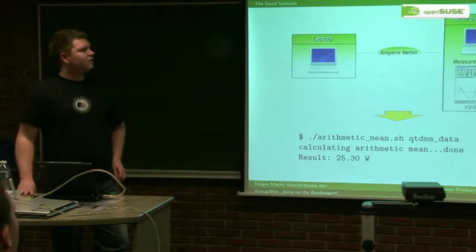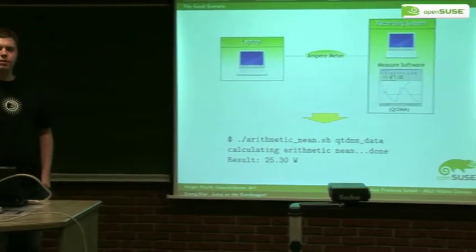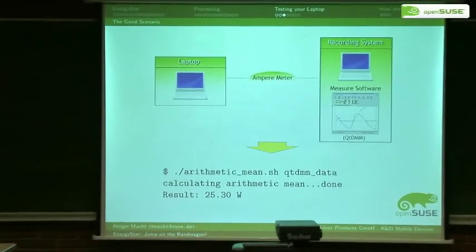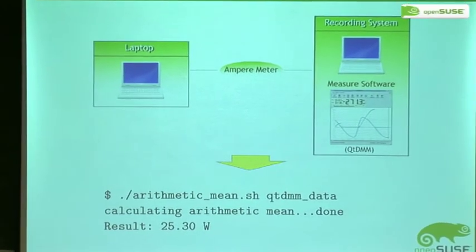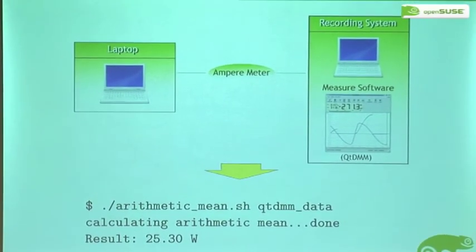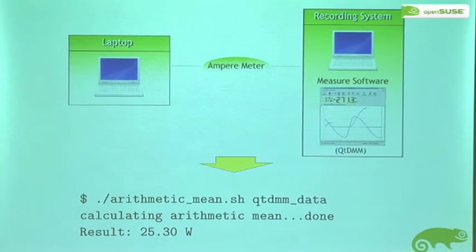So that is just a picture to illustrate this. You have the one laptop you want to measure on the left side. On the right side, you have the recording system with software running. And in between, you have the ampermeter. And after doing one test, you export the data from QGTMM, and you execute the script, and so you get the average power consumption.